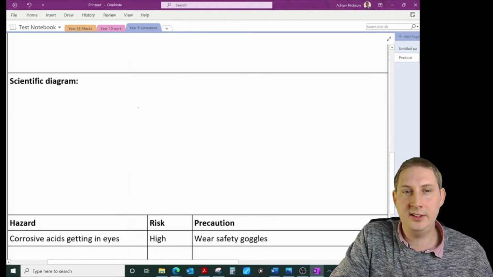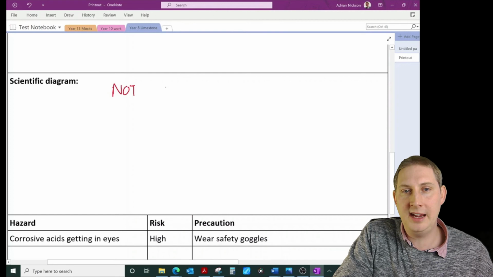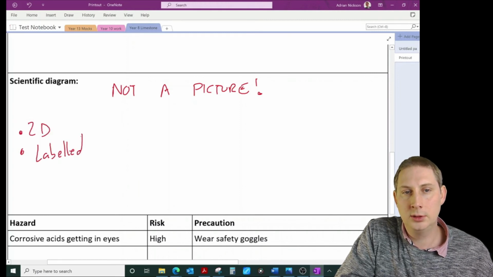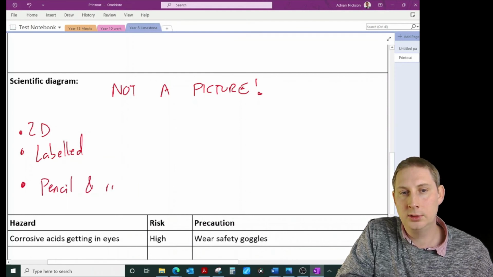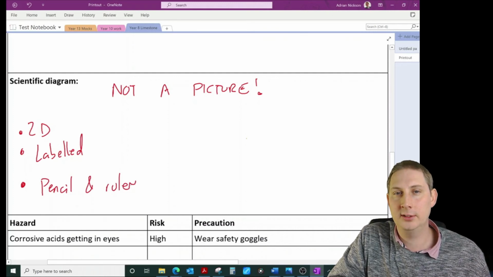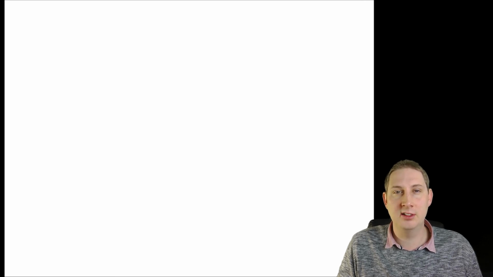Then we need a scientific diagram, not a picture. It should be 2D. It should be labelled. It should be drawn with a pencil and ruler, showing how you set up your experiment. Just to show you what I mean, because I think some of you really don't know how to draw a proper scientific diagram, I'll show you with some actual examples from 8 AM over the last couple of weeks.